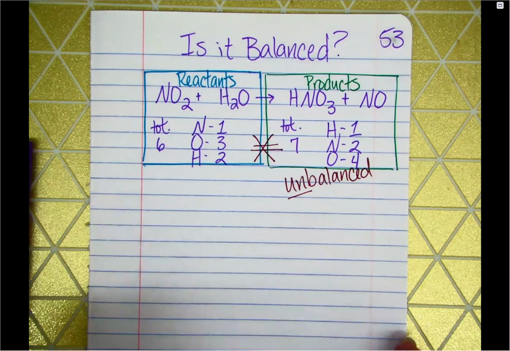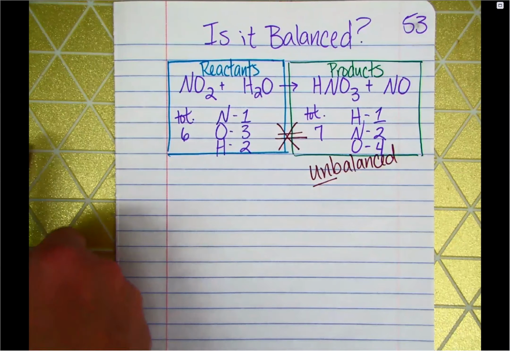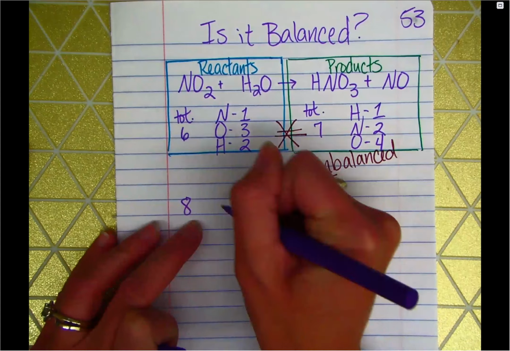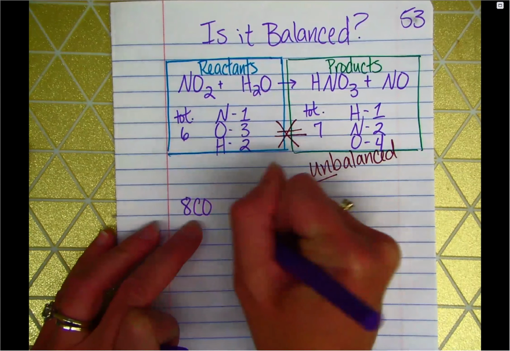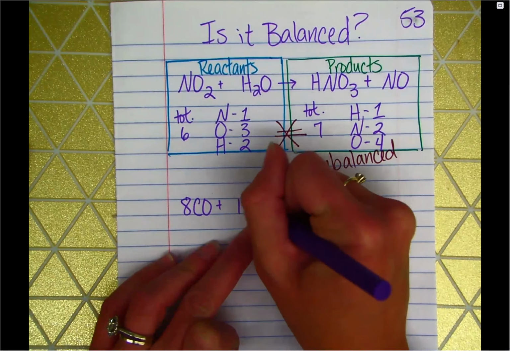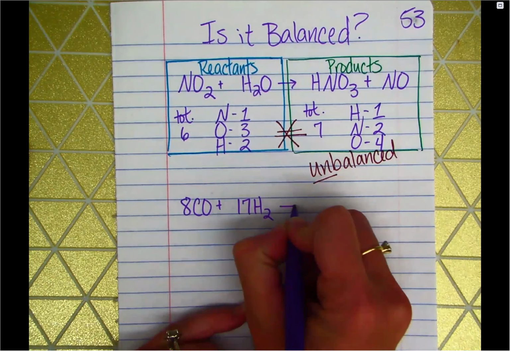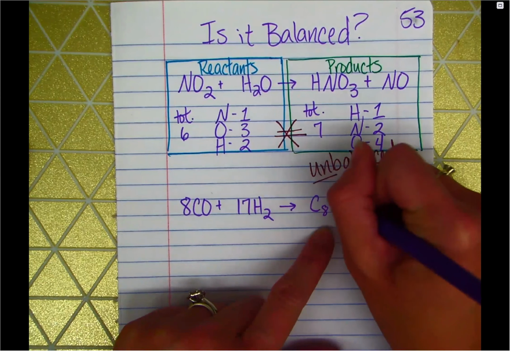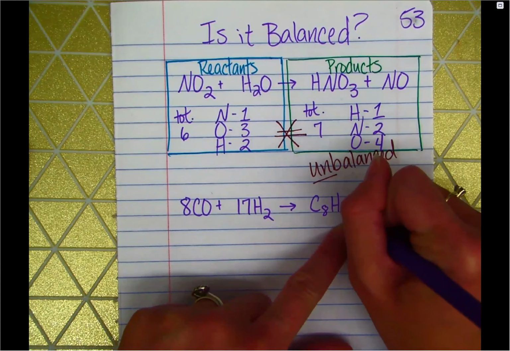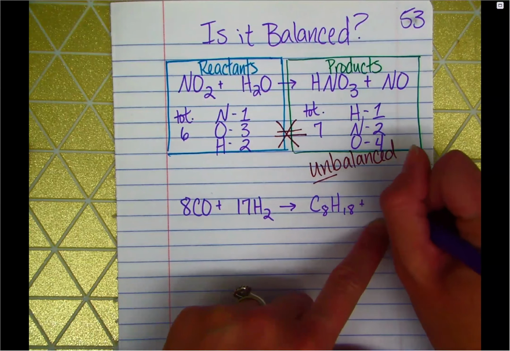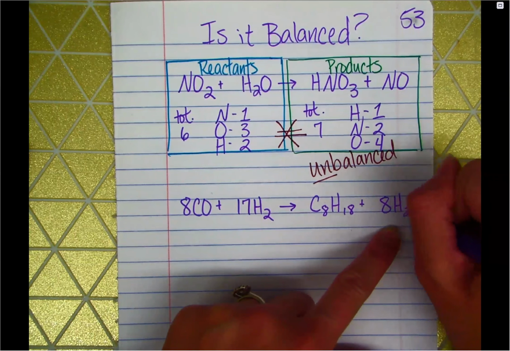All right, second example. 8CO plus 17H2 yields C8H18 plus 8H2O.